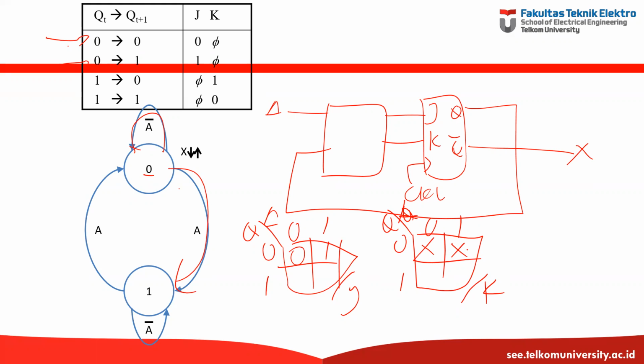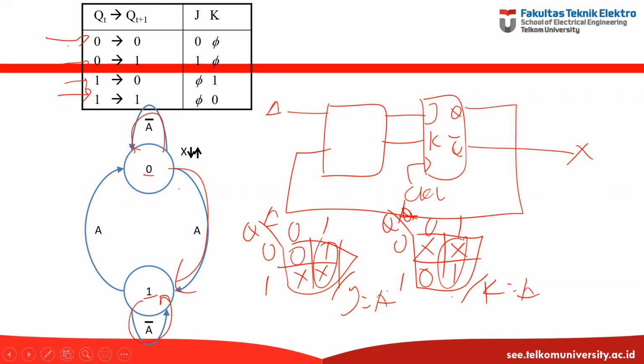Okay, now what happens when Q is 1? So we are here, and A is 0. A is 0, which means 1 stays 1. So J is don't care, and K is 0. And then the last one is 1 changing to 0. So J is don't care, and K is 1. So the group is J is A, and K is A.